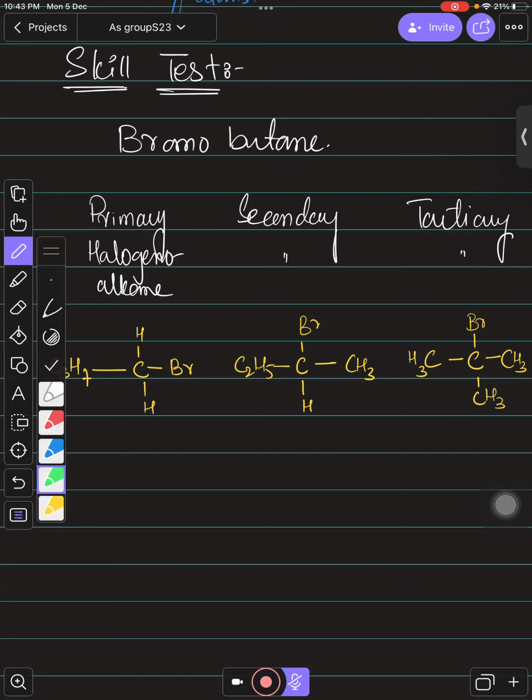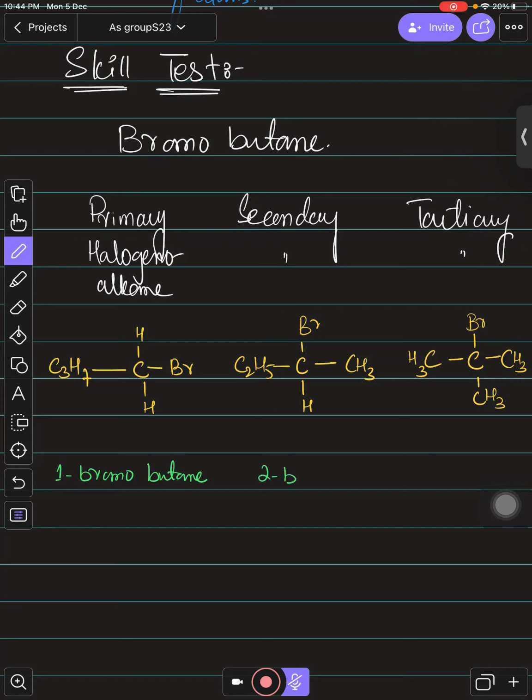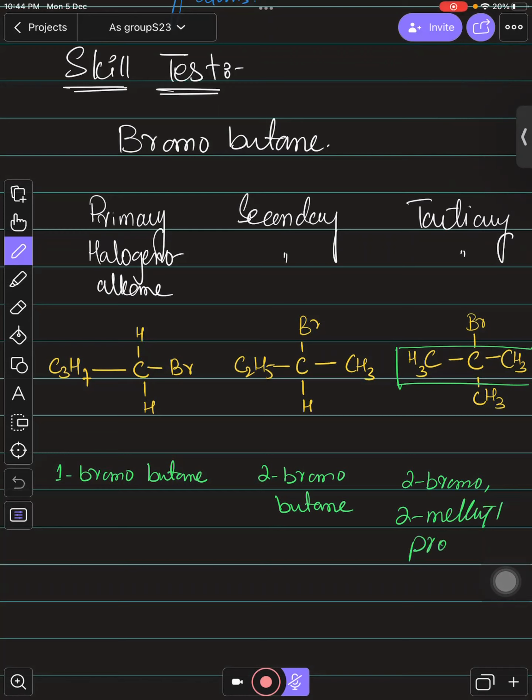What are the names of these structures? This is actually bromobutane, and this is 1-bromobutane. The structure is 1-bromobutane because bromine is on the first carbon. And if you talk about this one, it is 2-bromobutane because bromine is on the second carbon. And if you talk about this structure, you can see this bromine and methyl branch are both on the second carbon. So you can say 2-bromo, 2-methyl, and in the main chain we have 3 carbons, so propane. So this is the third structure, right?